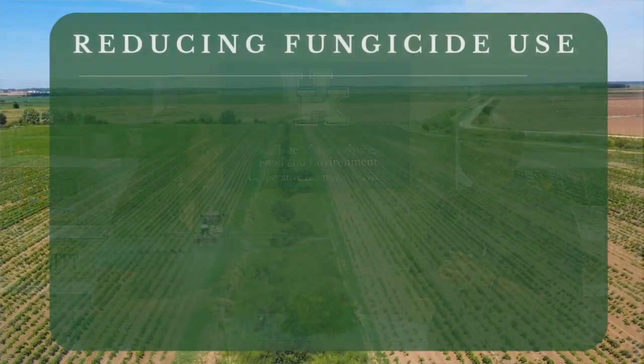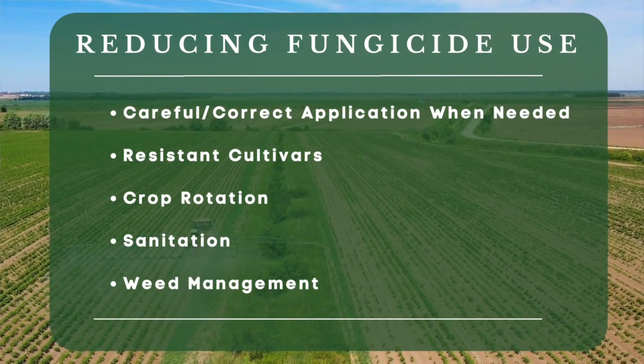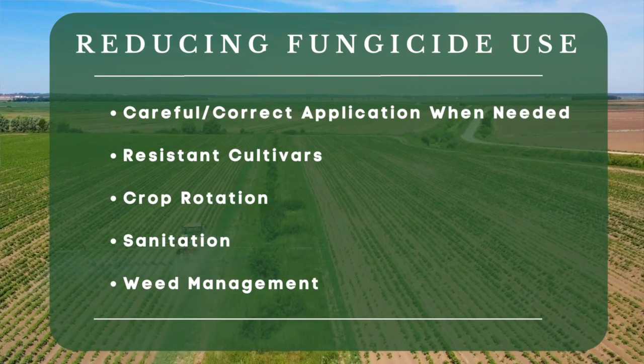crop rotation, sanitation, which means that we have to remove diseased plants or diseased plant parts out of the fields, and also weed management, since weeds can potentially create favorable environmental conditions for a lot of pathogens, including fungal pathogens and bacterial pathogens, to develop in our farm. I think to reduce fungicide, we can go through all of those options. So we can utilize those things to reduce the amount of fungicide or even avoid using fungicides at all.